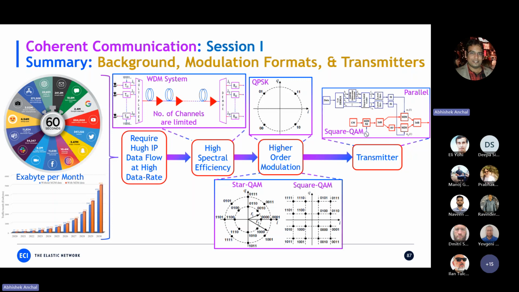To support such data traffic in the fiber, we must increase the fiber capacity. Since the number of channels is limited, the only way to increase the fiber capacity is to increase the spectral efficiency. This means if we can send more and more data per optical bandwidth, we can increase the overall capacity. That is possible by moving to higher order modulation like QPSK, 8QAM, 16QAM, etc. Then we discussed how we can generate such higher order modulation formats using the IQ modulator.